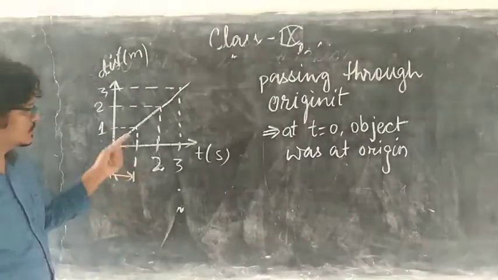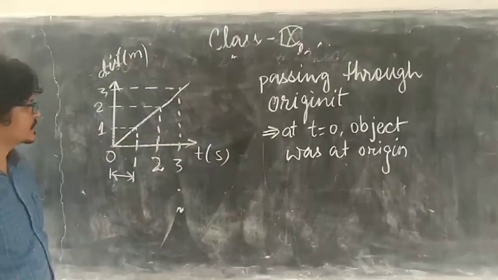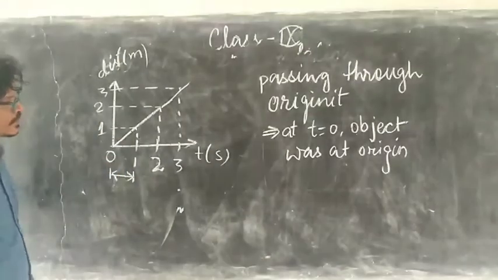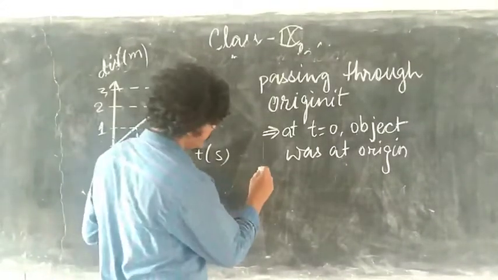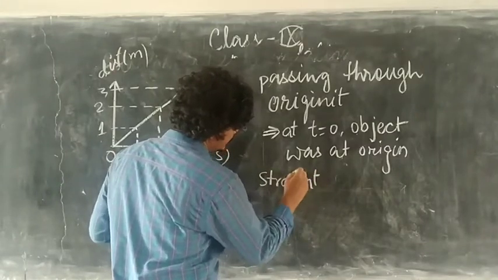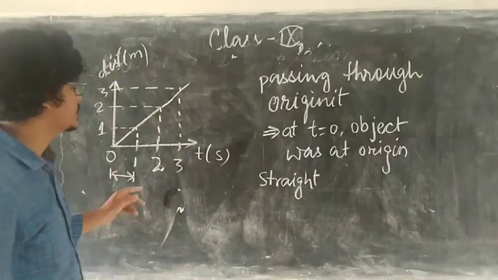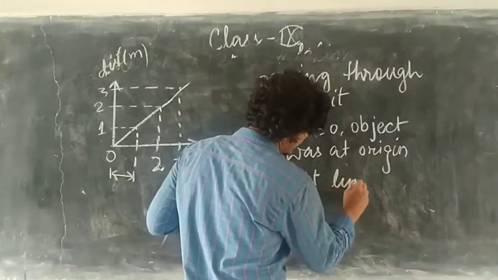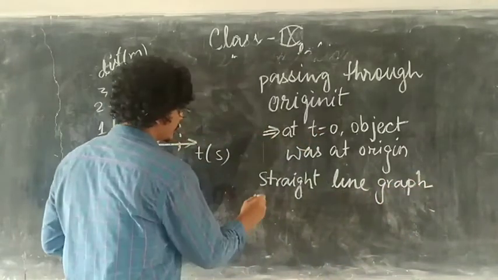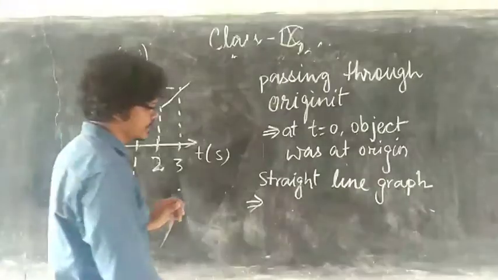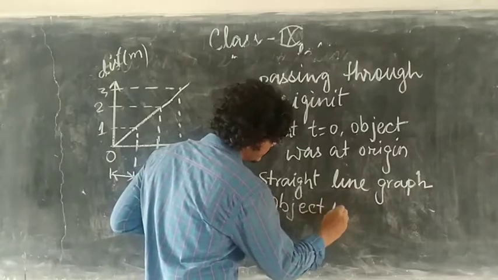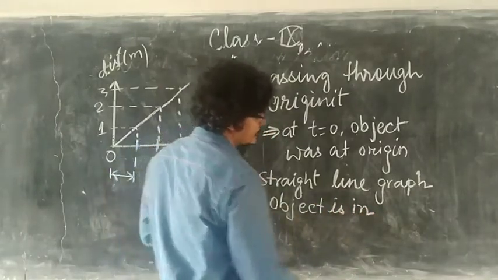So what does this graph say? This graph says that the object is in uniform motion. So if the distance time graph is a straight line, then it means that the object is in uniform motion.